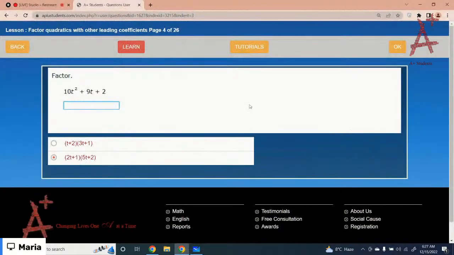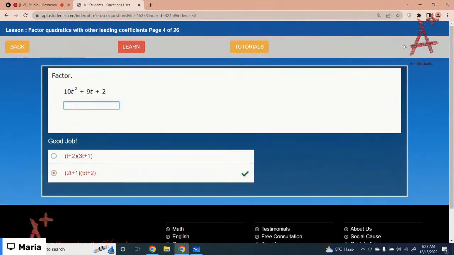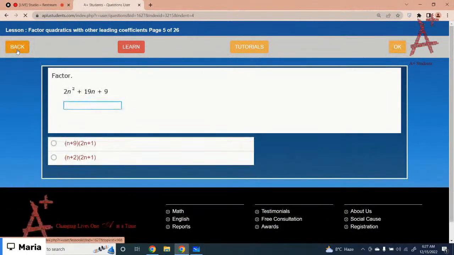So it is 2t plus 1 and 5t plus 2. Select the correct option and click on the OK button. Okay, you can complete the test by yourself later today. Let me just move on to the next topic.